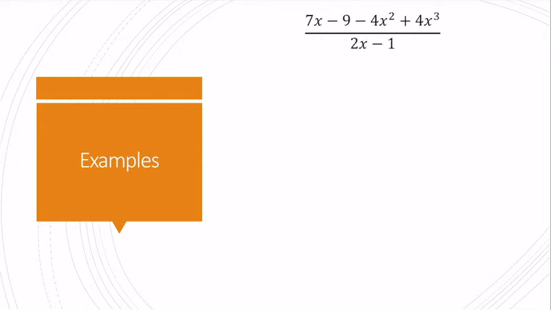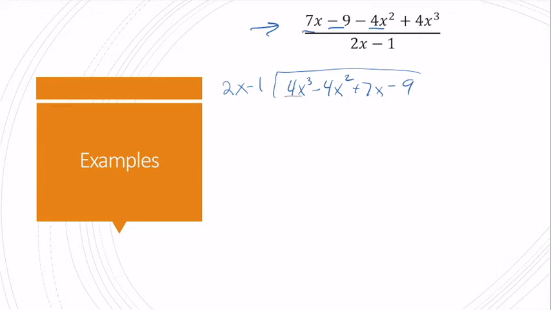Now, for this one, remember we have to first put our terms from largest degree to smallest degree. So now I have 4x cubed minus 4x squared plus 7x minus 9. We're going to divide that by 2x minus 1. What do I multiply 2x by to make it look like 4x cubed? The answer is going to be 2x squared.